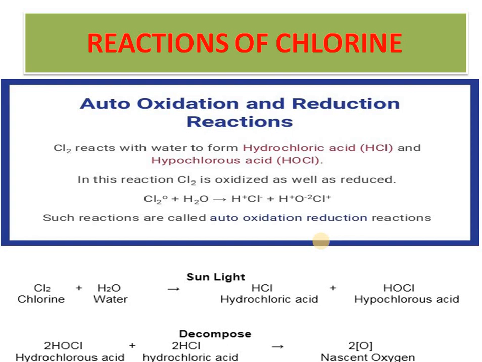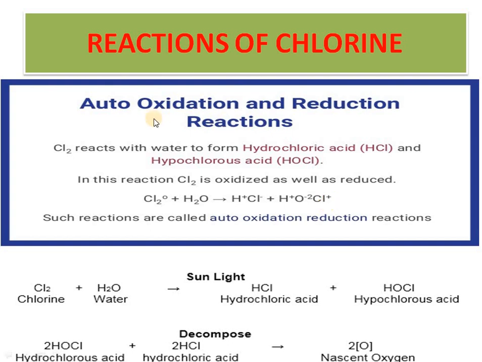See auto oxidation reduction. If you see this reaction, chlorine plus water gives HCl plus HOCl. What are the oxidation numbers? Chlorine is 0 because it is in the elemental state, oxygen is -2, chlorine is -1, and here chlorine is +1. Why chlorine +1 and oxygen -2? Because oxygen has the higher electronegativity, so we give it the -2 sign. The other would be +2, which is divided between hydrogen and chlorine, H plus and chlorine plus. This is the way we do it.